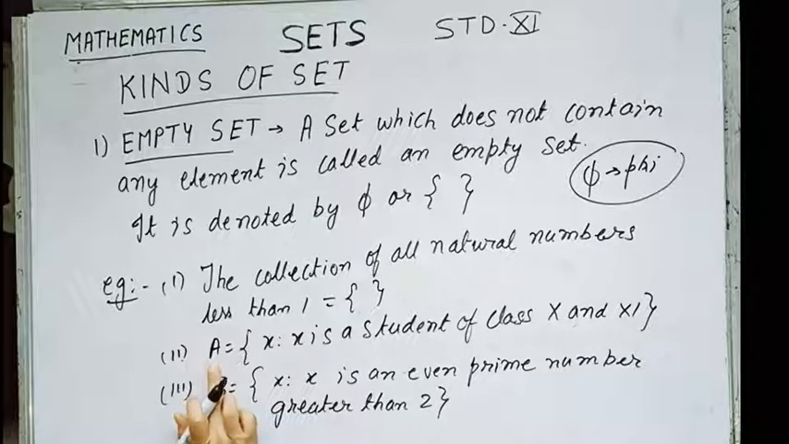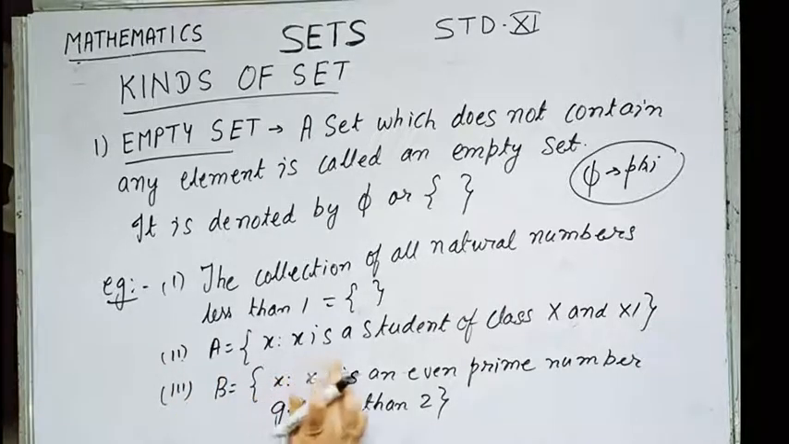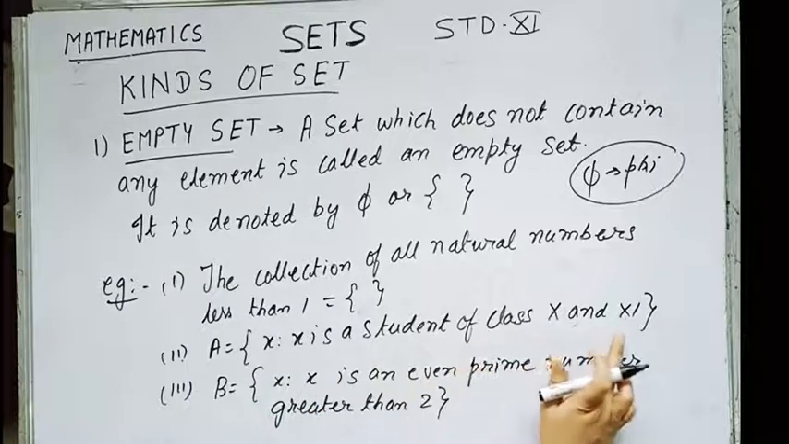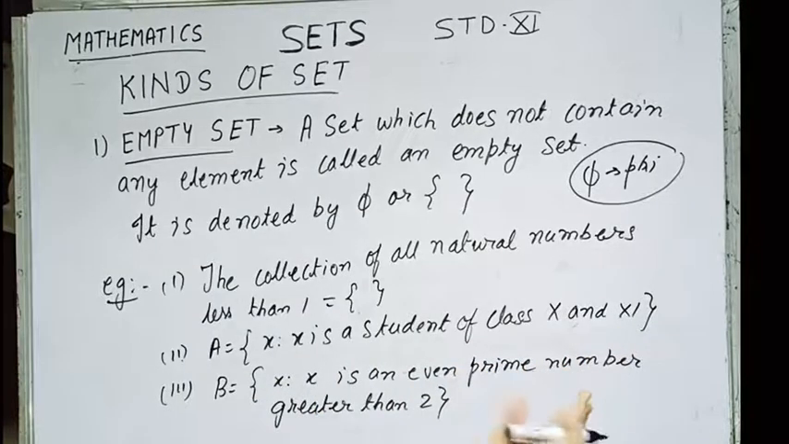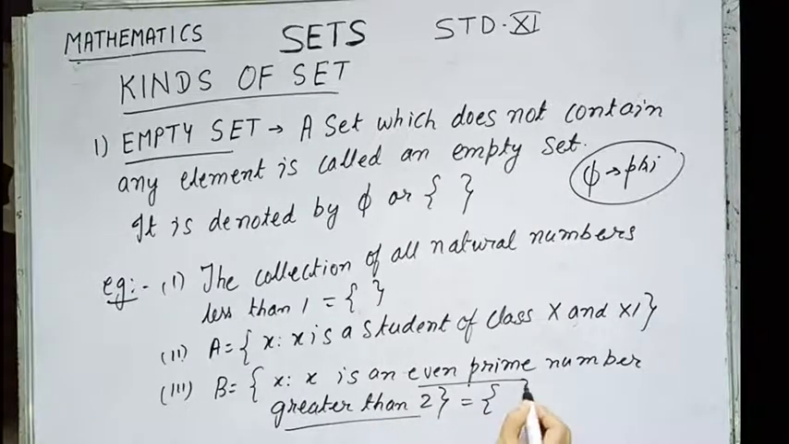Example number 2 will be A equals x such that x is a student of class 10 and 11 both. Now a student can be a student of any class, suppose 10 or 11, but not of both 10 and 11. Third example which I have taken is x such that x is an even prime number and greater than 2. Now we know that the only even prime number is 2, and if we have to write an even prime number greater than 2, we will not get any element. So this also will be an empty set.